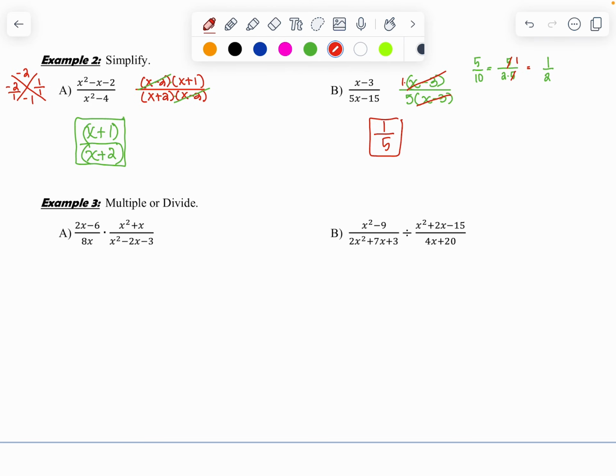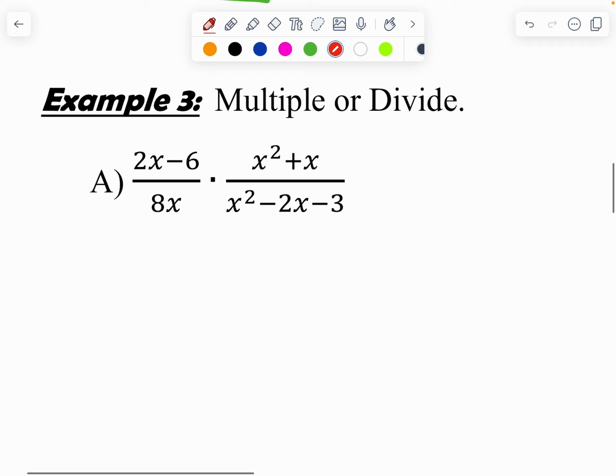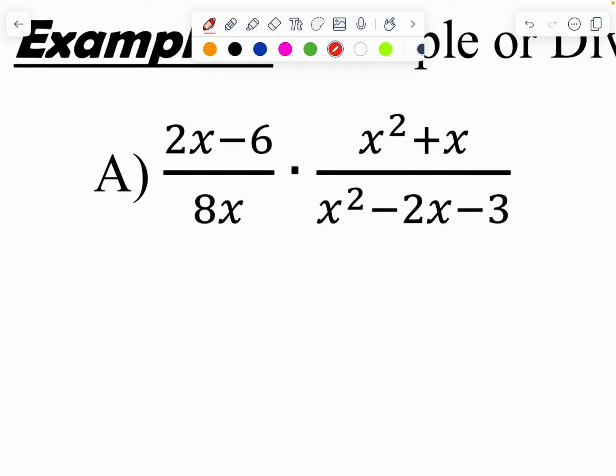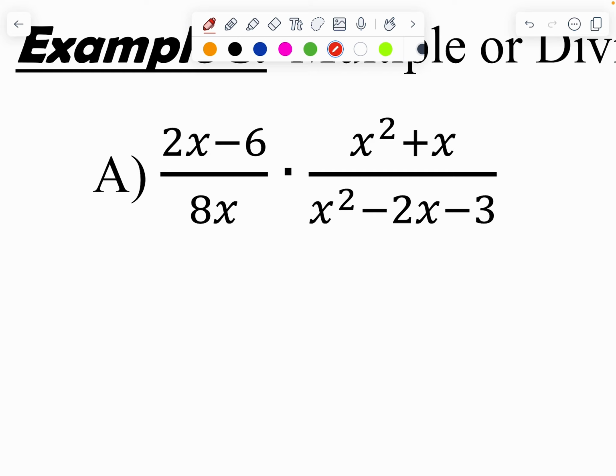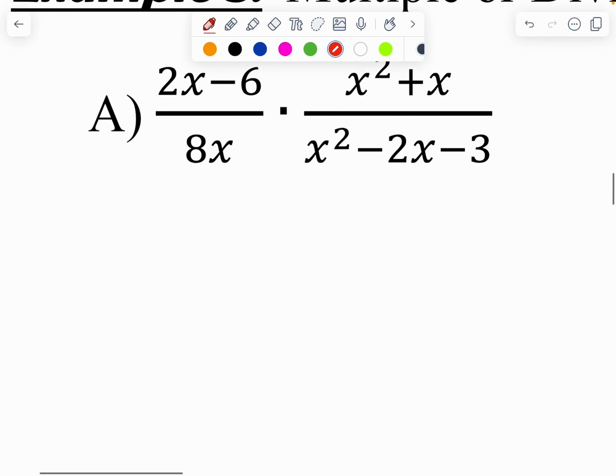All right, next section is multiplying or dividing. This is done very, very similarly. To multiply these, what we're going to want to do is simplify it by factoring everything and then canceling out any common factors, or simplifying any common factors in the numerator and denominator to 1. So let's just go factor crazy.